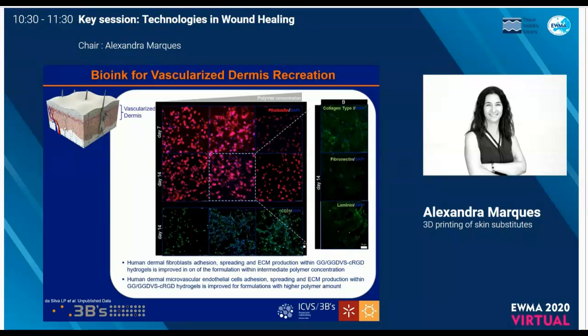dermal part. This is interesting to see that when we looked at the endothelial cells, and these are the three images in the bottom, in fact, we have a better behavior, or it is also compatible with the same formulation that we used for the fibroblasts. So we are able to create a dermis substitute using this formulation, because both cell types that are of interest behave better.